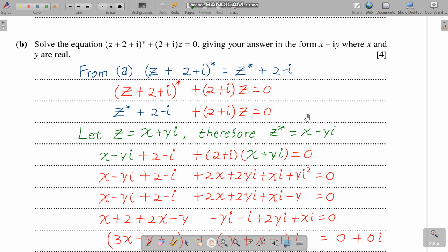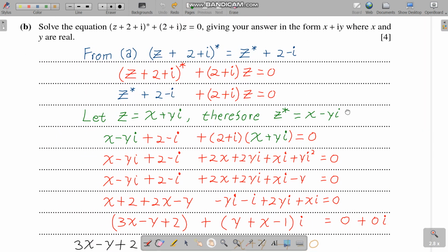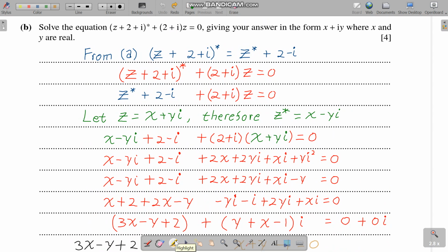Now solve the equation. All right, so previously we have this formula from part A, that if we add a complex number plus another complex number in brackets and take the conjugate, that means the first complex number conjugate plus the second complex number conjugate. So that's why we have Z star plus the conjugate of 2 plus I, which is 2 minus I. Okay, so from part A we know that we can replace this with Z star plus 2 minus I.